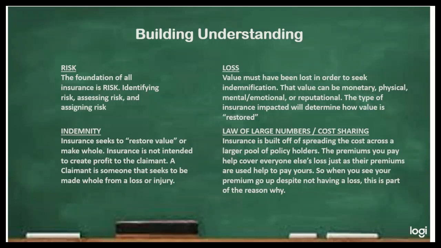So that value can be monetary, it can be physical, mental, emotional, reputational. That's a big one, right? Slander, libel. You may have heard those terms thrown about recently, especially with our political situation we have going on. So these are very real things that can cause financial loss to an individual or their household or their business or whatever the controlling interest is. So the type of insurance at play will determine the terms of how that value is restored.